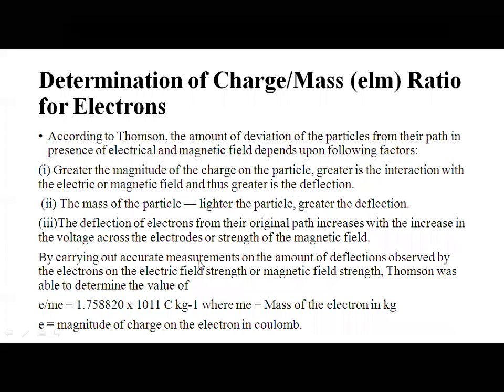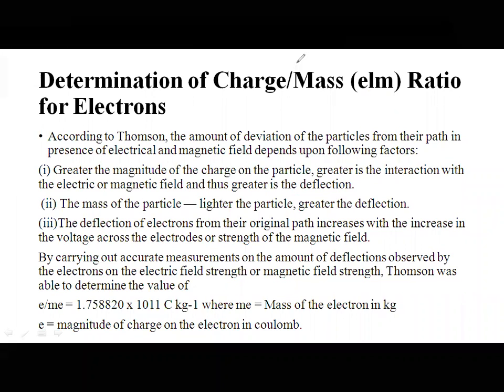Then these cathode rays, he termed them as electrons, negatively charged particles present in the atom. Now, an electron carries some charge and has some mass. So, determination of the charge to mass ratio, it is e by m. Charge to mass ratio for electrons.